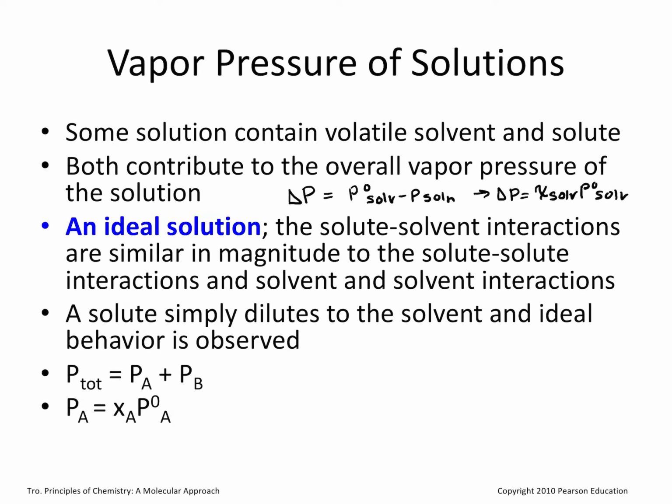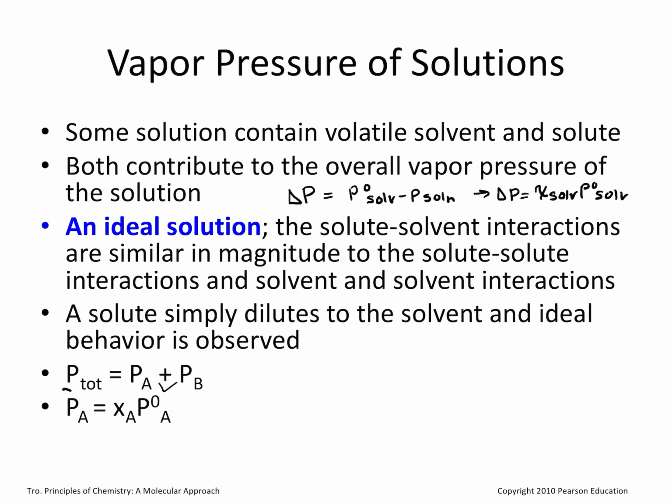So some solutions contain volatile solvent and solute. Both can contribute to the overall vapor pressure of the solution. Now, if we think of an ideal solution, the solute-solvent interactions are similar in magnitude to the solute-solute interactions and the solvent-solvent interactions. When we think ideal, we say that it's polar and polar. The way everything is interacting is the same, so they can actually mix together. So a solute will simply dilute the solvent, and ideal behavior is observed.